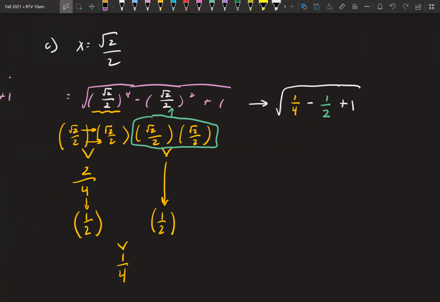Oh yeah, go ahead, Keely. So the 1/4 is the 4th because we did the 2 squared over 2 four times from the exponent. Yes. And then the 1/2 is because we did just the 2 squared over 2 makes it 1/2. Yes. Thank you. Perfect. You're welcome.